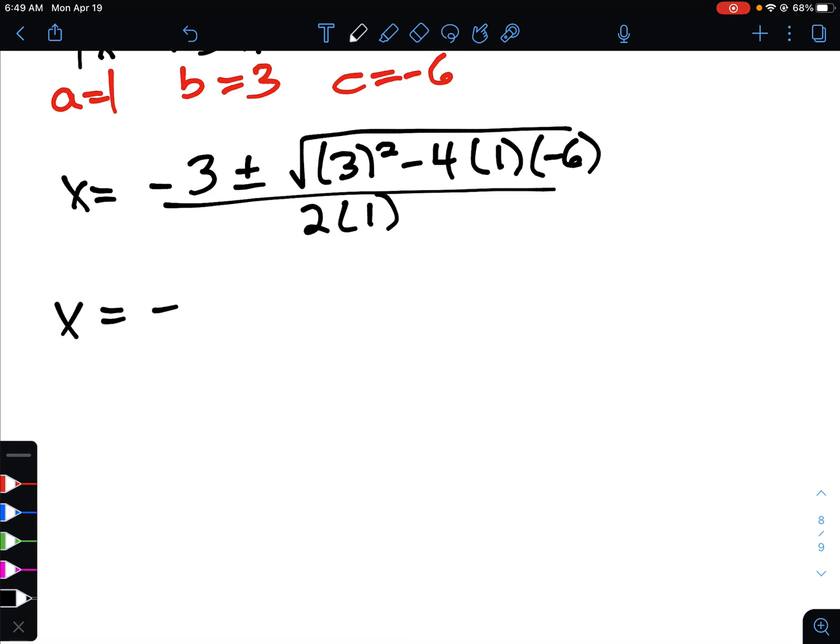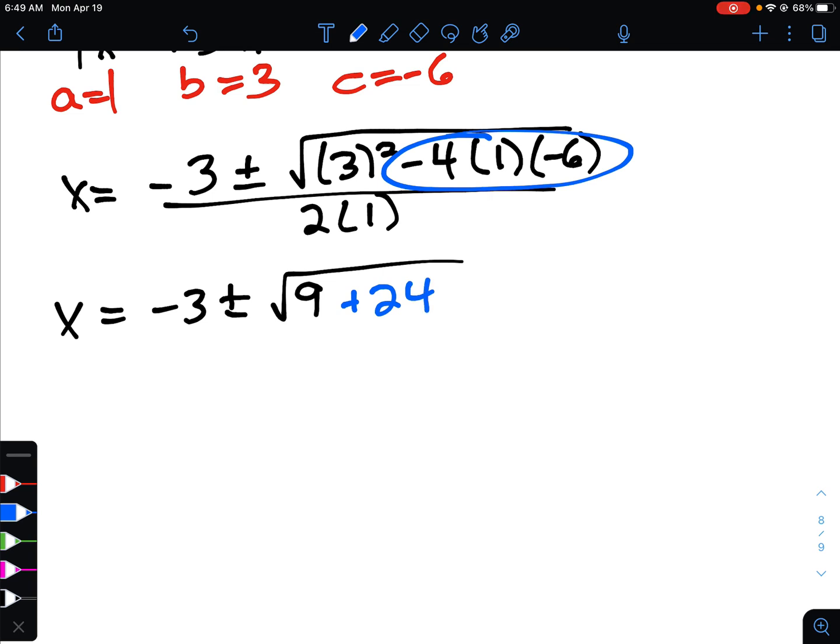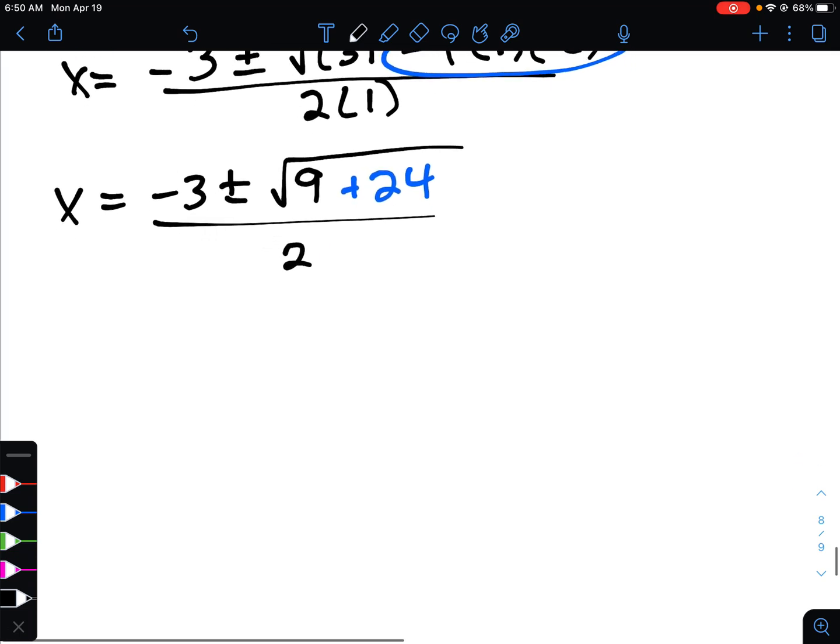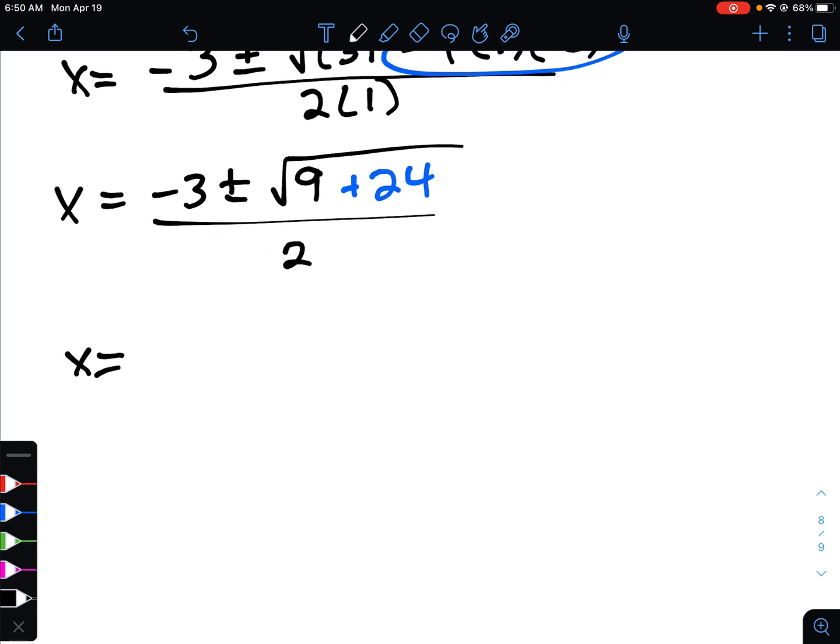So now let's go ahead and work to simplify, starting with everything underneath of our square root sign. So 3 squared is going to be 9, and then negative 4 multiplied with 1 multiplied with negative 6 is a positive 24. So we'll write that as a plus 24, all over 2 multiplied by 1, which is 2. So then let's keep simplifying what's underneath of our square root sign. So 9 plus 24 is 33, all over 2.